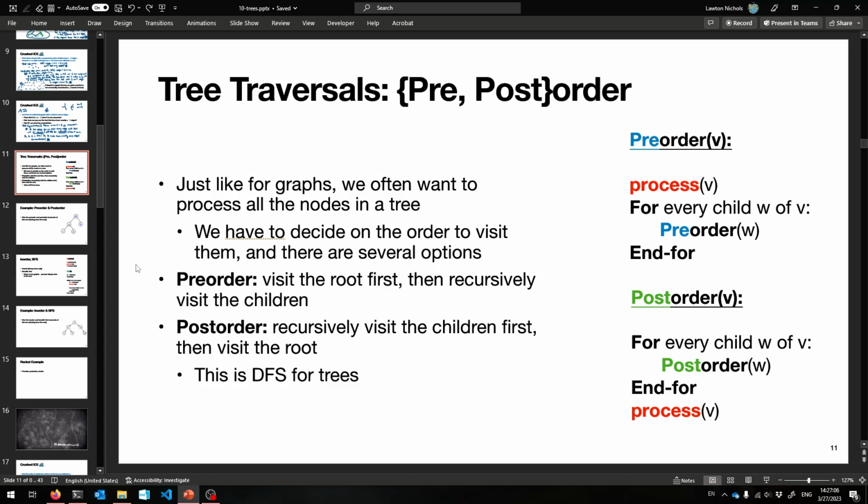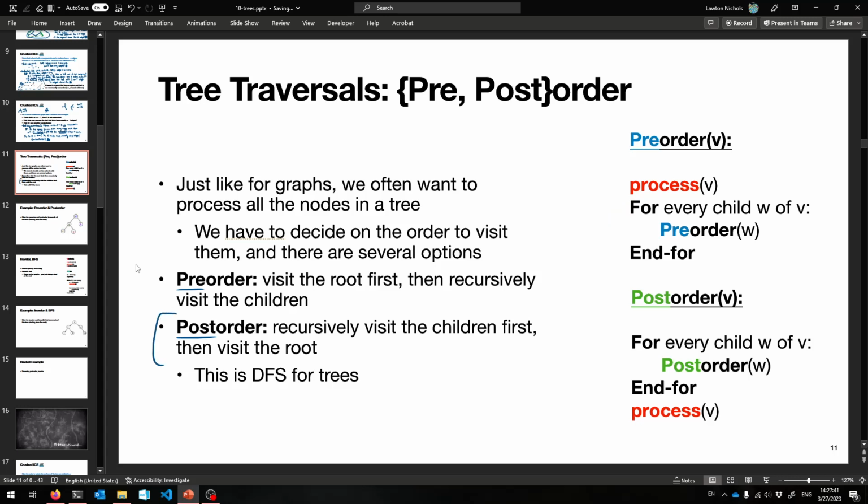Let's think about that. So pre-order traversal is you visit the root first. First of all, these names, pre and post, are saying in what order do you visit the root. So pre means visit the root first, then recursively visit the children. This is the pre-order function body. So you're calling pre-order on some vertex of your tree, some node, you process it, like print it out, do whatever you need to do, and then you recursively call yourself on every child after you've processed your own self, okay? That's what pre-order is all about.